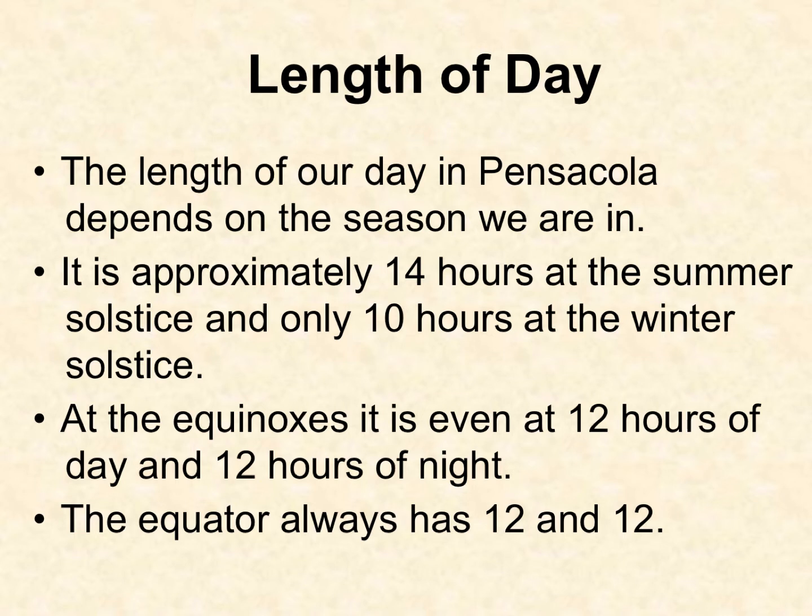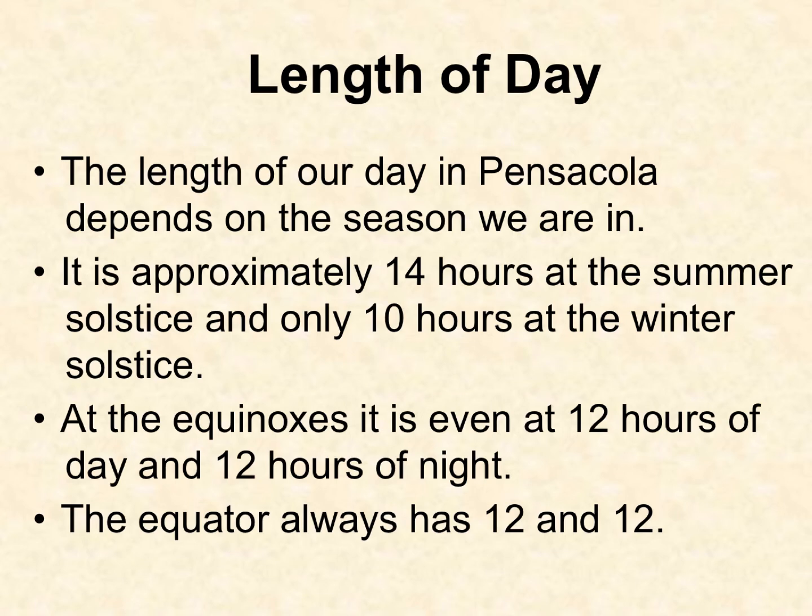This is why the length of a day changes over the course of a year. Have you ever noticed that in the summer, it gets light out really early in the morning, but it also stays light well into the night? Whereas in the winter, the sun comes up later and sets earlier? A day is always 24 hours, but the number of hours of daylight changes. In Pensacola, we get about 14 hours of light during the summer and only 10 hours of darkness. It's reversed in winter. At the spring and fall equinoxes, we get exactly 12 hours of day and 12 hours of darkness. The equator always gets 12 and 12.